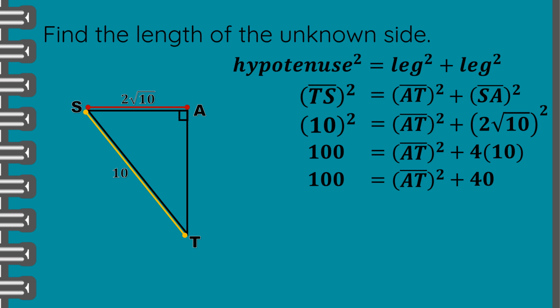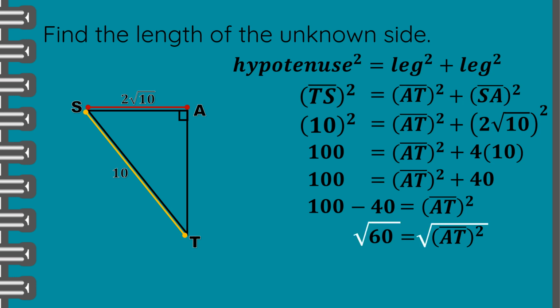We have copy 100, then 40 from the right will be transferred to the left. It becomes negative 40, and that's equal to the square of segment AT. The difference of 100 and 40 is 60, equals the square of segment AT. Extracting the square roots of both sides of the equation, we have the square root of the square of segment AT is equal to segment AT.